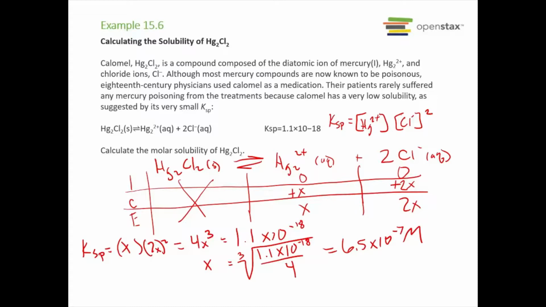And so that is going to be our molar solubility of Hg2Cl2, since it's the same. But if we also wanted to know the concentration of Cl-, that's going to be 2 times 6.5 times 10 to the negative 7. So that is equal to 1.3 times 10 to the negative 6th molar. But our main answer, all we cared about really is the molar solubility, which is the 6.5 times 10 to the negative 7.